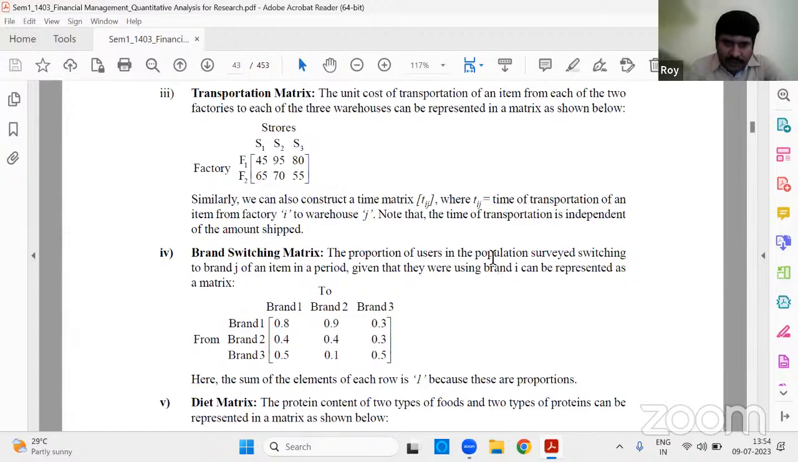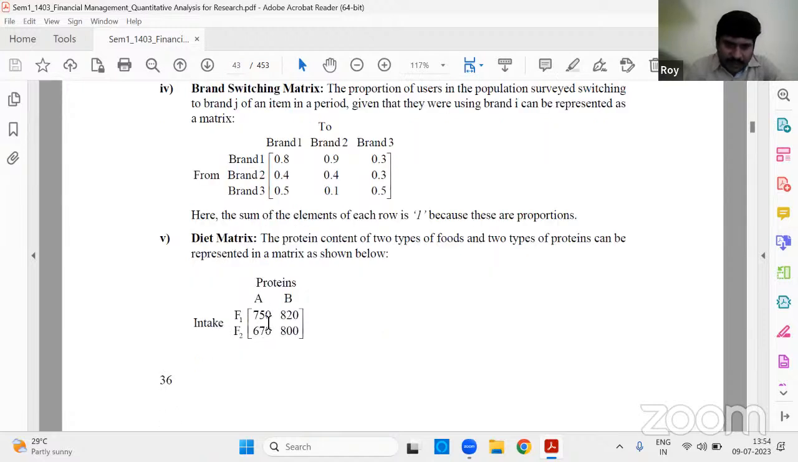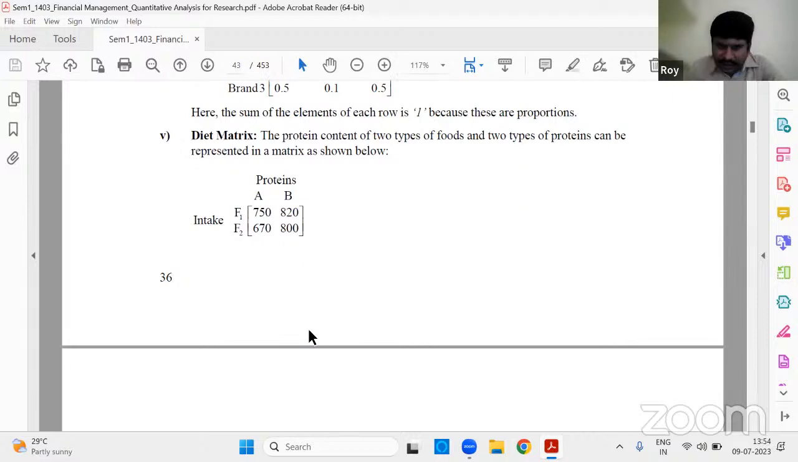The proportion of users in the population served switching of brand J of any item in a period. The brand 1, they may go for 0.8, 0.9, 0.3. Diet matrix: intake F1, you take 750 proteins, F2, 800 for the B point, B protein, 800, like this. This is this kind of representation.